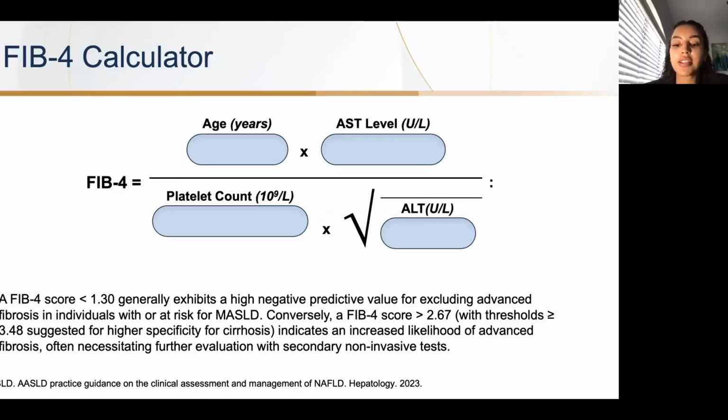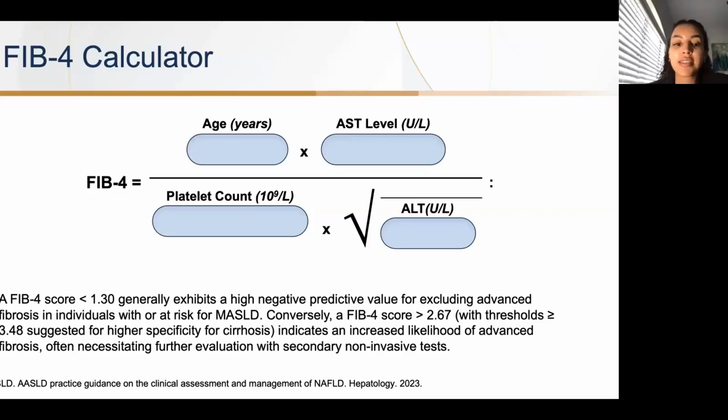Now, if their FIB-4 score is greater than 2.67, then we have a high suspicion for fibrosis, and we should consider another modality for evaluating for fibrosis. So FIB-4 is a really great test because it's so easy. It's often the first test that is used for risk stratification. At UT Southwestern in our EPIC system, we actually have a dot phrase for FIB-4.